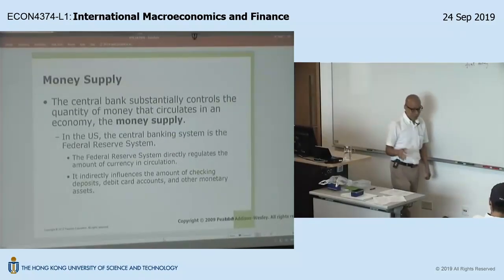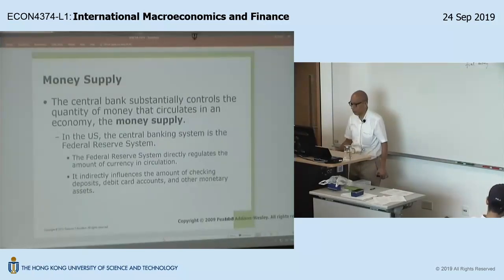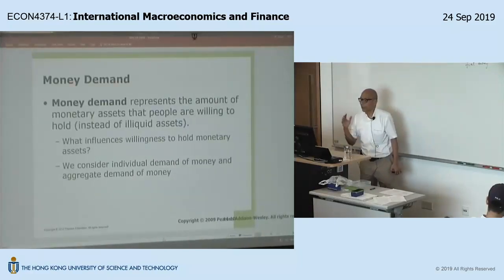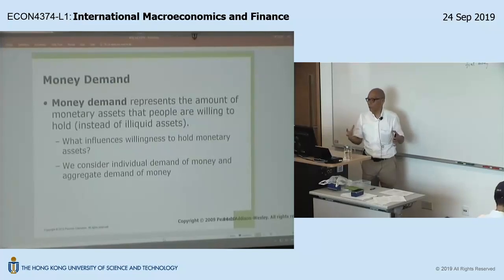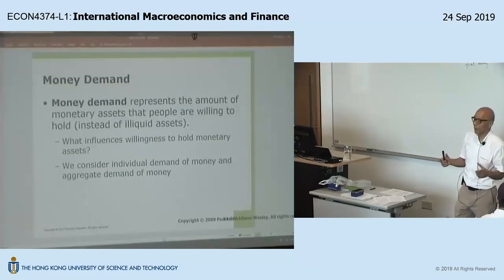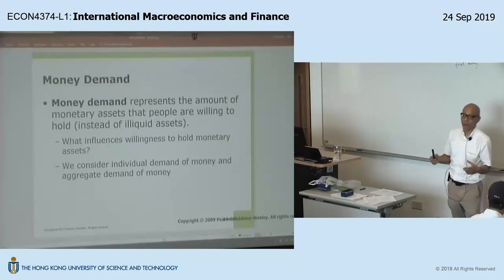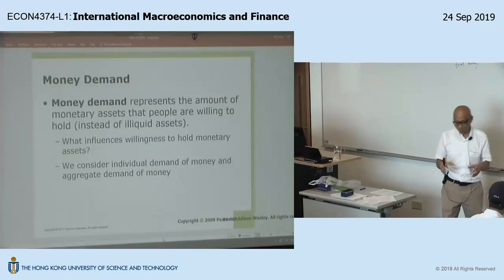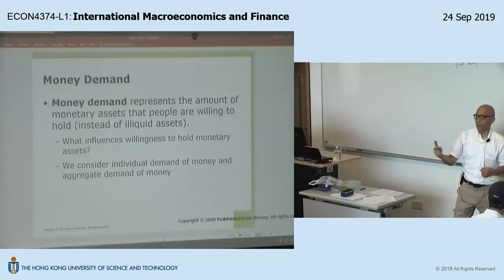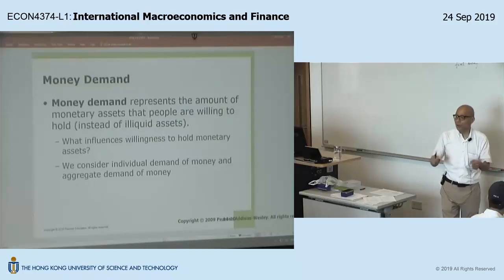We're going to talk a little bit more about how the central bank affects the money supply a little bit later. So money demand represents the amount of monetary asset that people are willing to hold. As I just said, people hold money because they want liquidity, and there is a trade-off. When you hold more money, you give up the interest that you could earn by holding the non-monetary asset. So there will be an equilibrium.